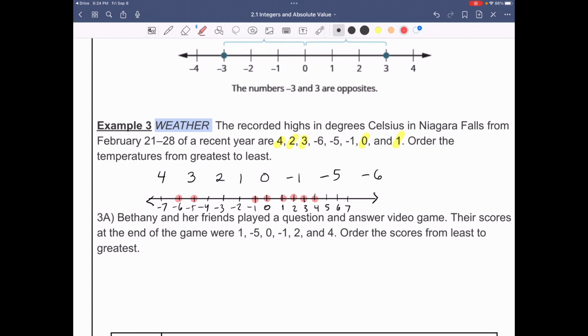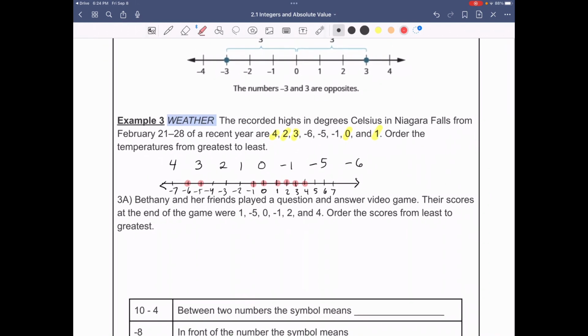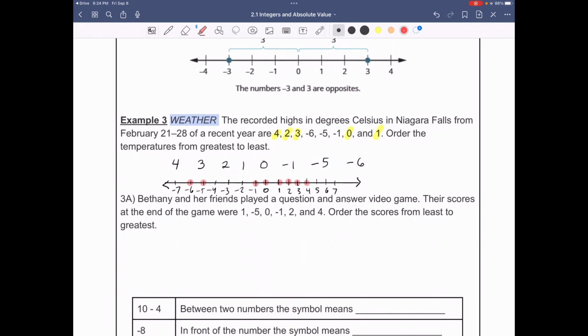I want you to draw a number line for 3A. Bethany and her friends played a question and answer video game. Their scores at the end of the game were 1, -5, 0, -1, 2, and 4. Order them this time from least to greatest. So in your groups, I want you to draw a number line and then order them from least to greatest.